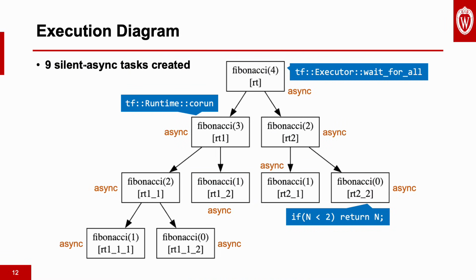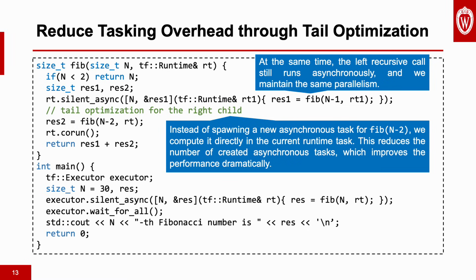This diagram shows the execution from the previous slide, running on the Fibonacci number 4. There are a total of 9 asynchronous tasks, one for each node in the call tree. For a recursive algorithm like Fibonacci, we can actually reduce the overhead of asynchronous tasking using tail optimization for one recursive call. Instead of spawning a new asynchronous task for fib(n-2), we compute it directly in the current runtime task.